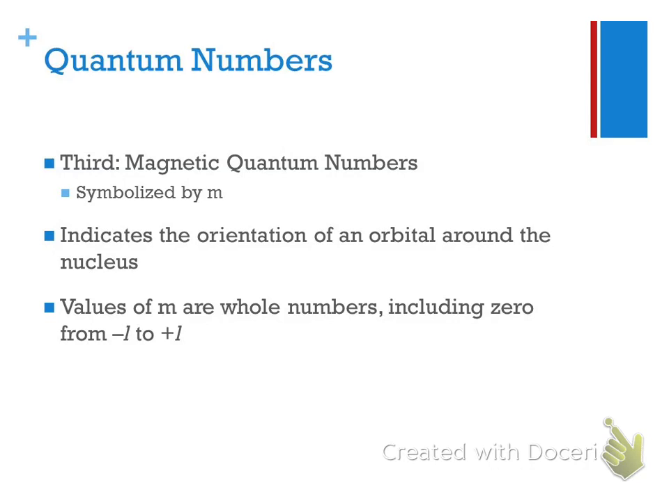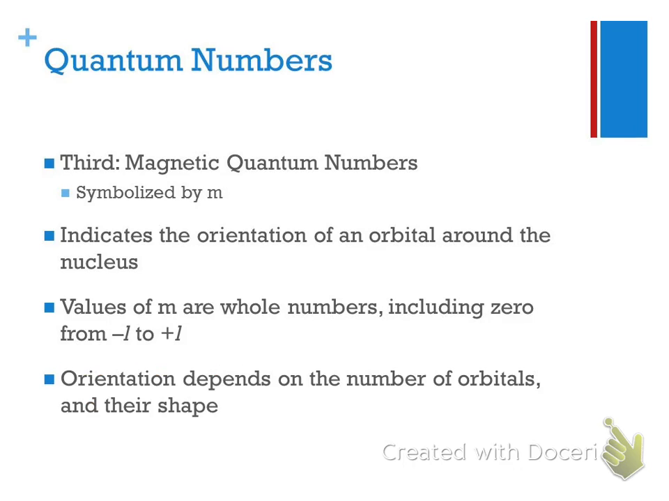So magnetic quantum numbers, or m, can be values -1, 0, or +1. Whole numbers from negative L to positive L. I'm sorry, I read that wrong. Negative L to positive L. So that means that if L was 3, we would have -3, -2, -1, 0, 1, 2, and 3. So we have all those options. That's my fault. Negative L to positive L.